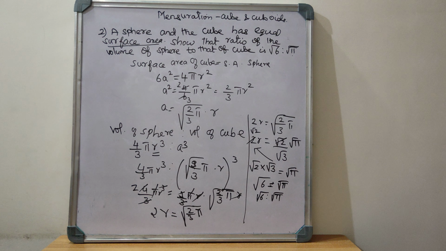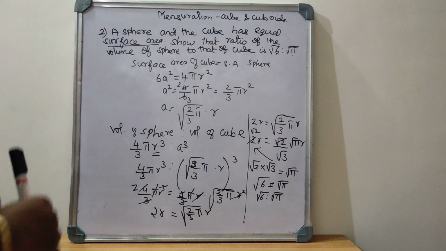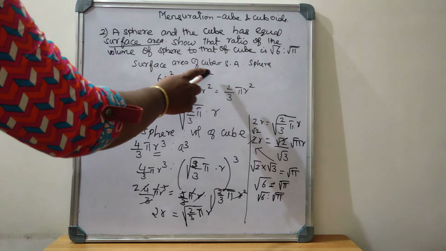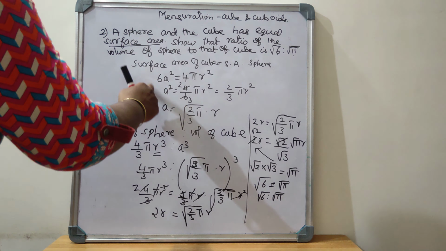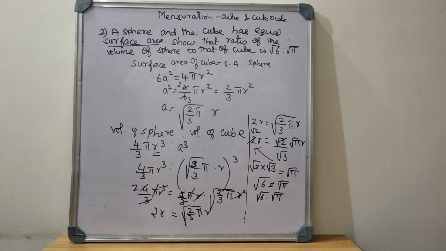Again I am going to explain this sum once more. The sphere and the cube have an equal surface area. Show that the ratio of the volume of the sphere to that of the cube is root 6 ratio root pi. Now surface area of a cube is equal to surface area of the sphere. So we are equating 6a square equal to 4 pi r square. This 6 I am bringing down, so you are going to cancel. So 2 by 3. So a square equals 2 by 3 pi r square, so a equals root 2 by 3 pi into r.